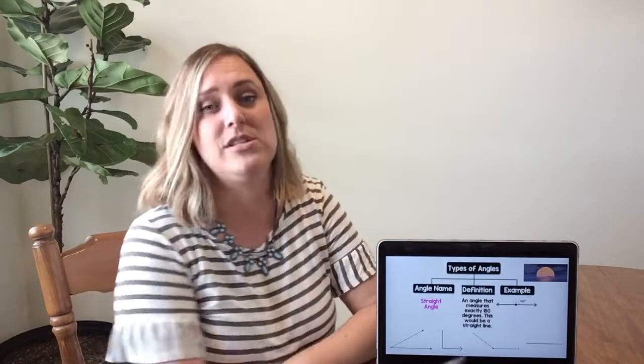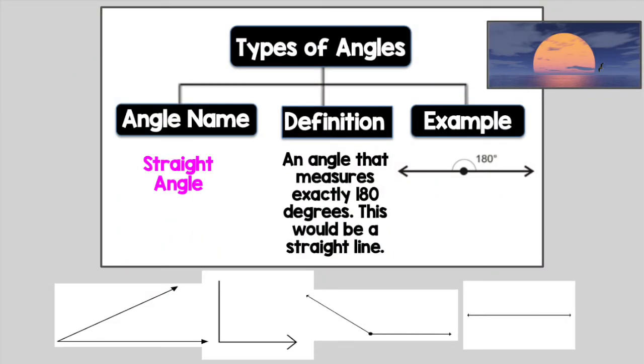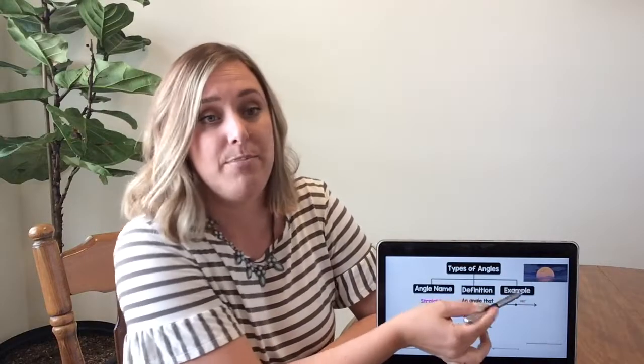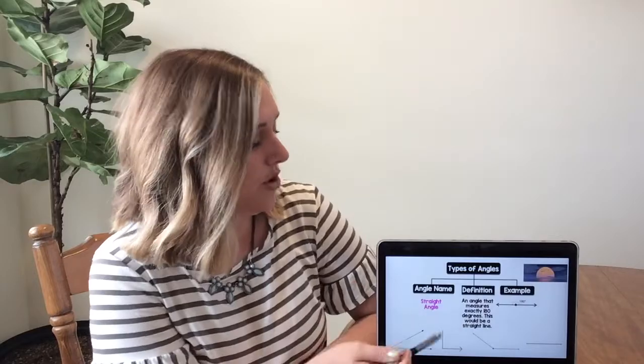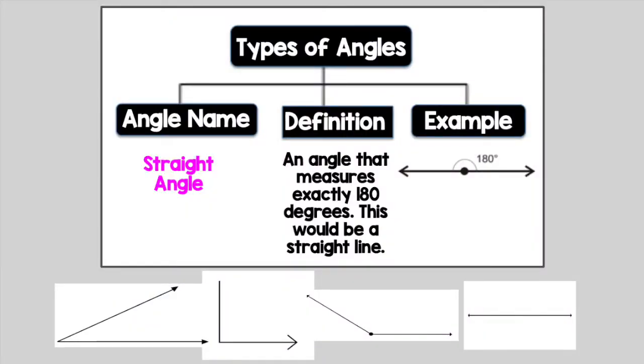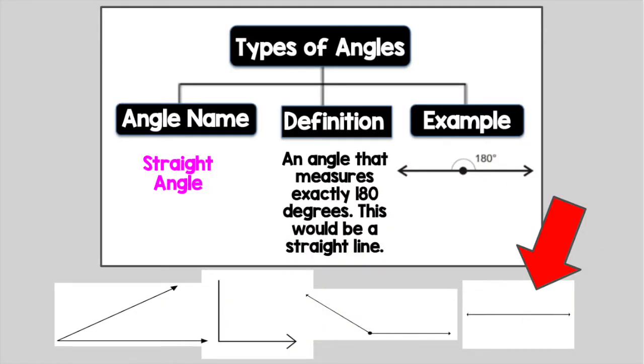And so my example is this beautiful, beautiful horizon sunset picture. And this is a perfect example of a straight angle in the real world. So if you were to look down here, which angle looks to be like the straight angle? If you were looking at this one, you're correct.